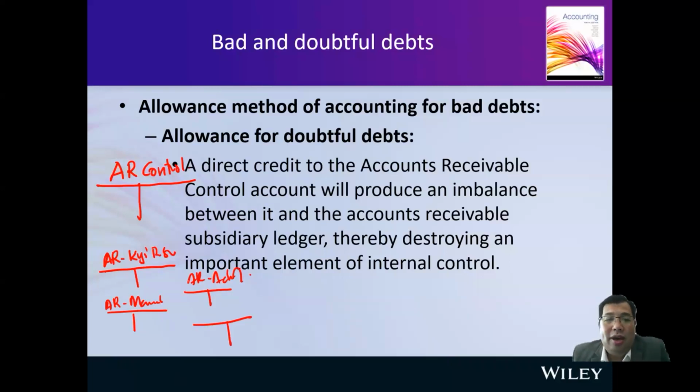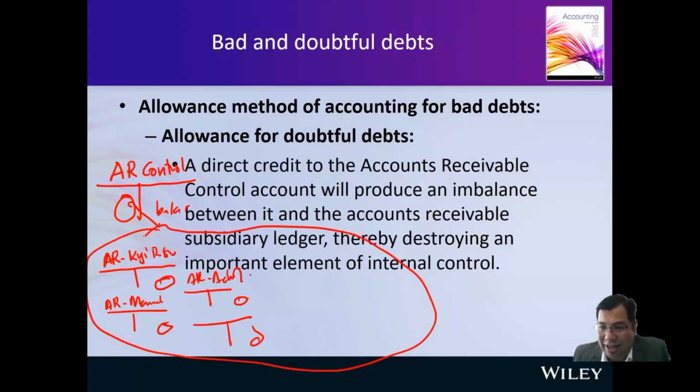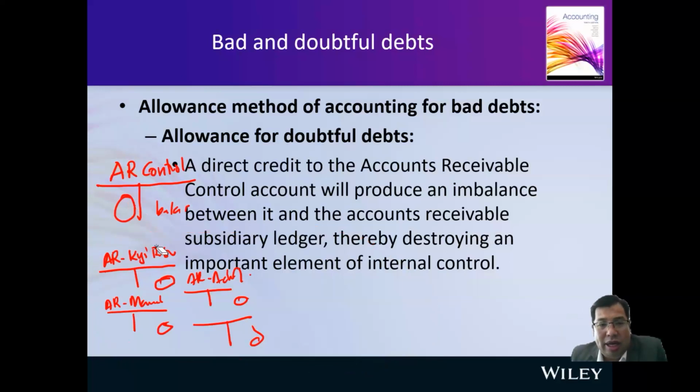At the end of the day, we are going to total up all the balances and put it in our account receivable control account. So the total of account receivable balance should be the total of all the subsidiary ledgers, the small ledgers. So we don't want to adjust these small accounts directly. What we're going to do is create another account, called allowance for doubtful debt, on the other side to reduce your account receivable.